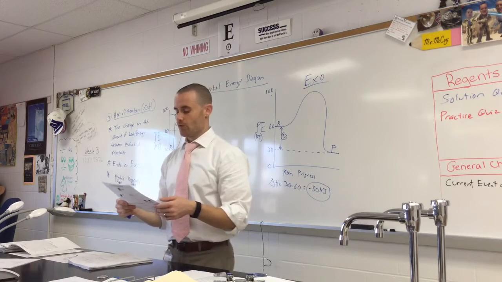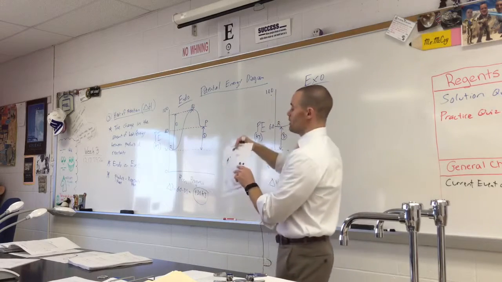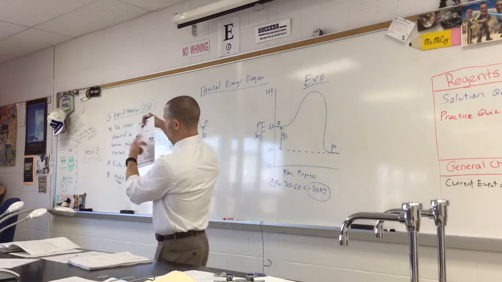1B, what type of reaction? That is exo or endo. Based on what we just learned, this is exothermic. Delta H is negative, the products have less energy, that's exothermic.